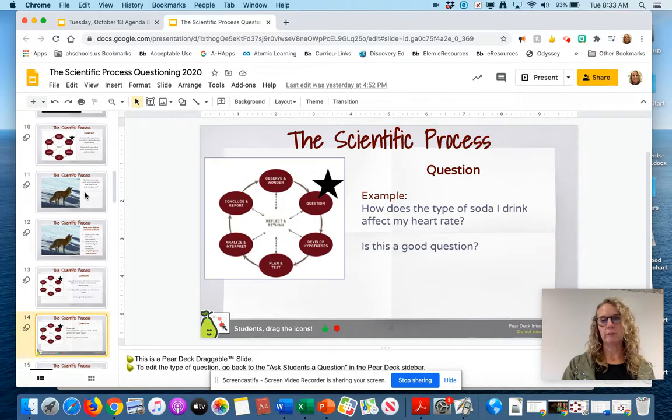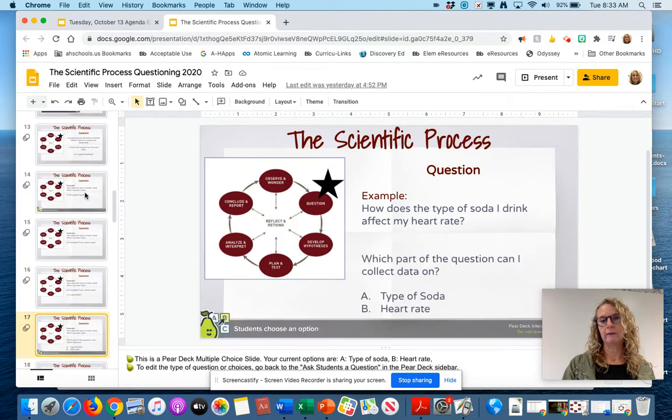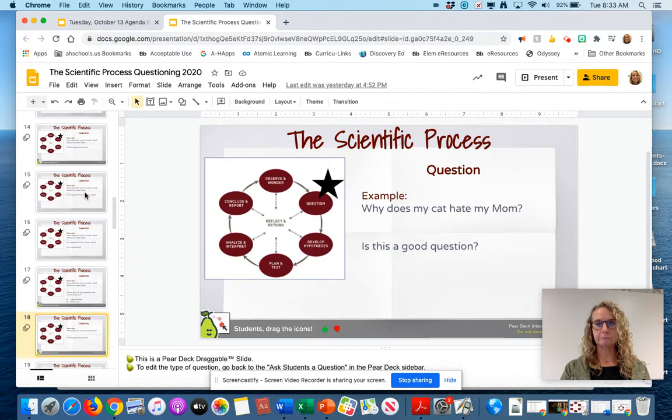So think, is there something that we can measure? Is it testable? Can I collect data? And can I repeat it? Is this something that you could collect data on and repeat? And the answer is yes. We could collect data and we could repeat this experiment. So which part could we collect data on? The type of soda or the heart rate? Those are the 2 things that are being changed or looked at in this question. So we could change the type of soda and we could measure the heart rate.